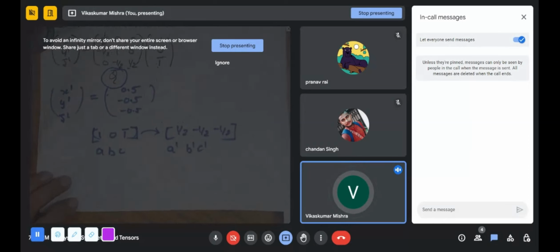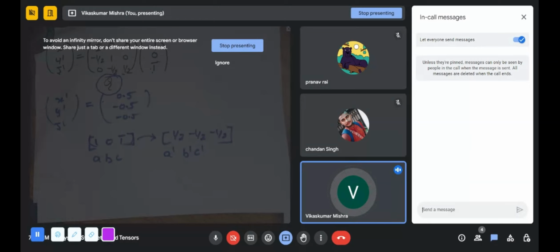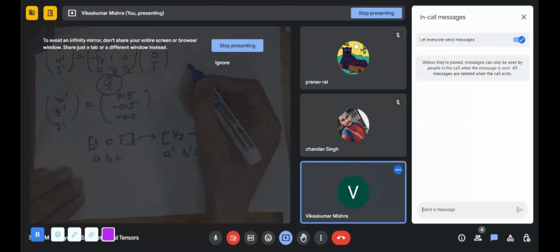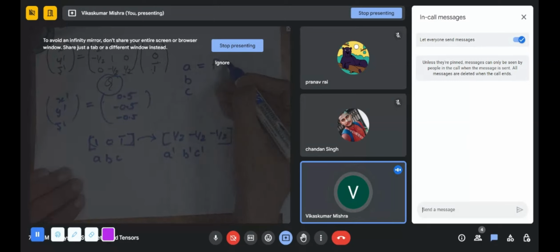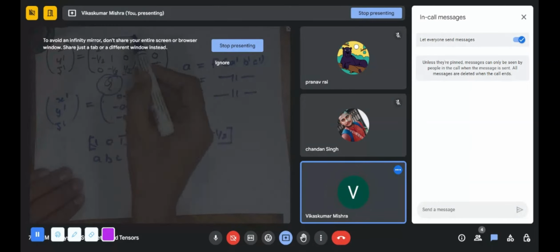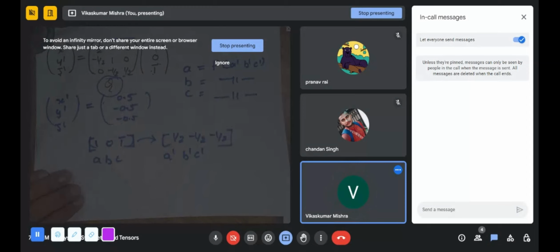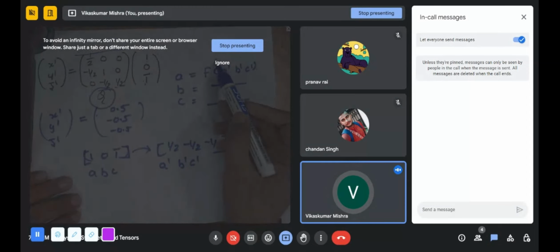So how can you find the Q? You just need to know how your old A, B and C are related to the A dash, B dash and C dash. Once you know how they are related to each other, you can easily find the answers. You got the Q, and that's it. For this particular relation, how do you know that?